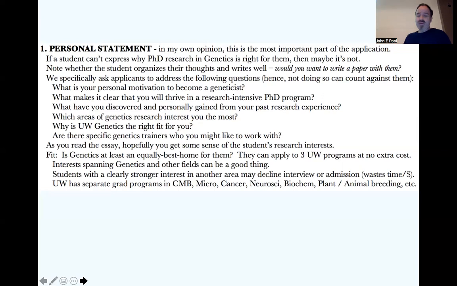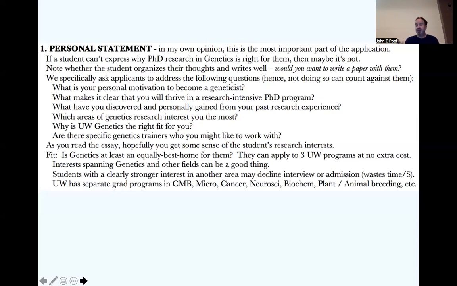We do obviously hope to get a sense of an applicant's research interests. Sometimes I don't, but usually I do. We consider whether our program is the right fit for them. This might be somewhat different from university to university, but at UW specifically, applicants have the option to apply for up to 3 programs, for the same application fee.